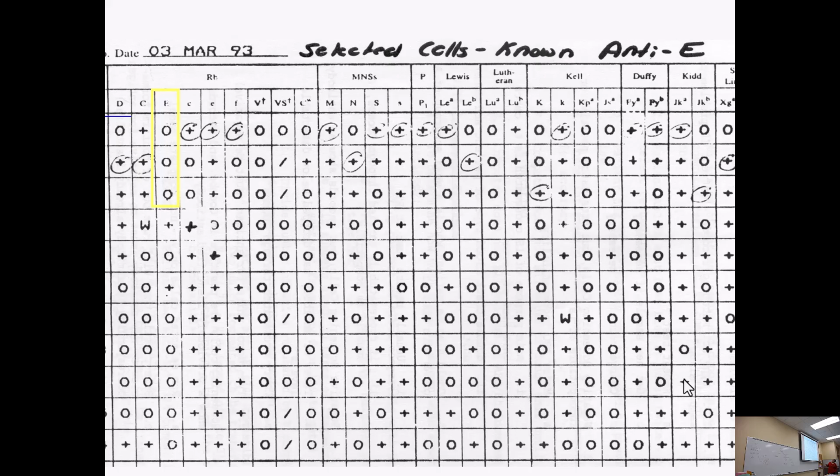So in this situation, known anti-big E right there. So I pick these three cells, and like in this one, I can get one out of almost all the way across.